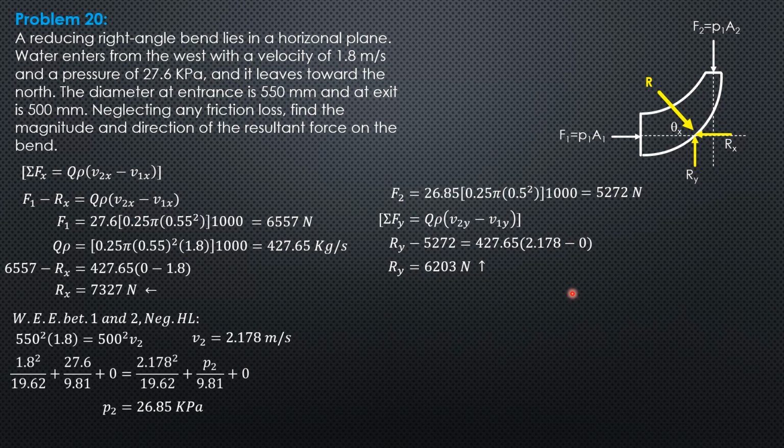Finally, the resultant is opposite to these components. So down to the right, R is the square root of 7327 squared plus 6203 squared. So R is 9600 newtons, down to the right, at theta x equals 40.25 degrees, where 40.25 degrees is the arctan of Ry 6203 over Rx 7327, opposite respectively to these components. That's it for this problem.